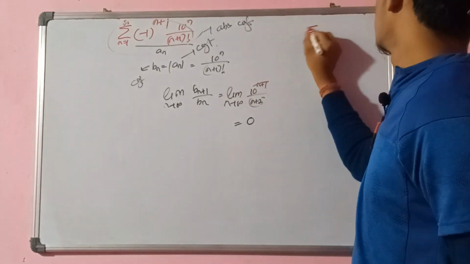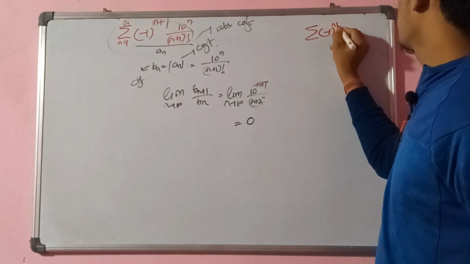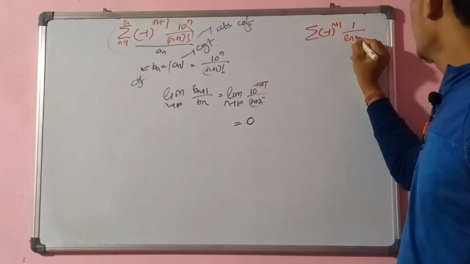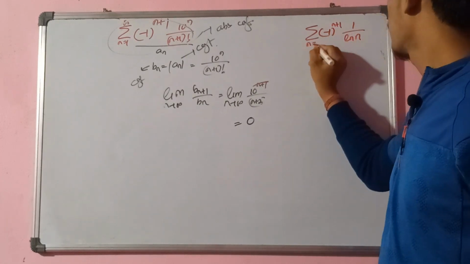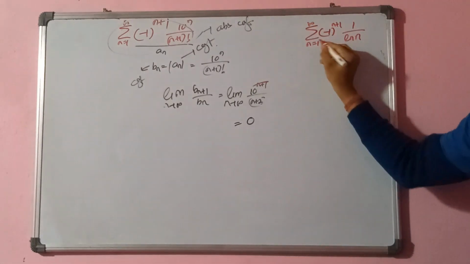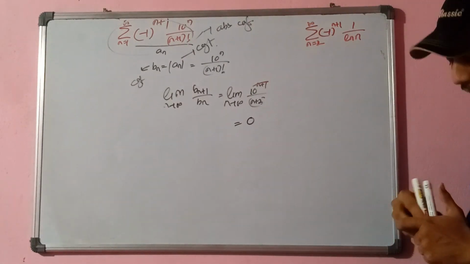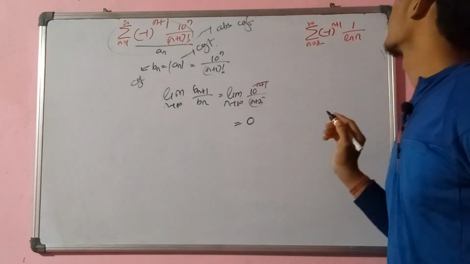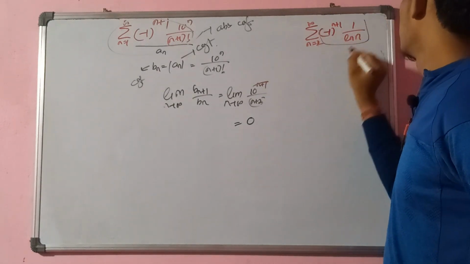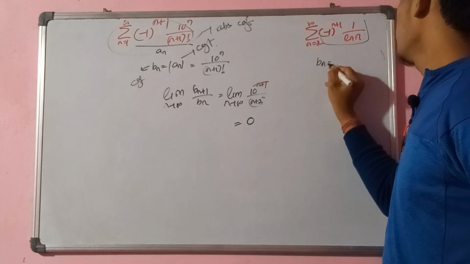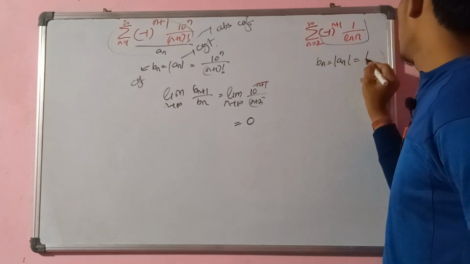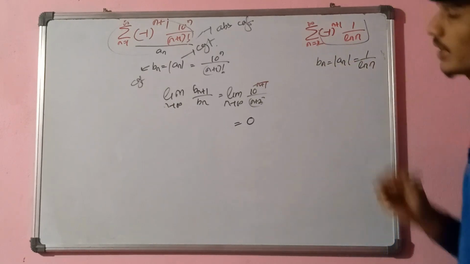Suppose my series is summation of (-1)^(n+1) times 1 by ln n, n from 1 to infinity. Let's say 2 to infinity, because ln 1 equals 0, it would come as infinity. So see here, let's say this is my an. I am taking the mod. bn will be mod of an, equal to 1 by ln n. So how can I check?